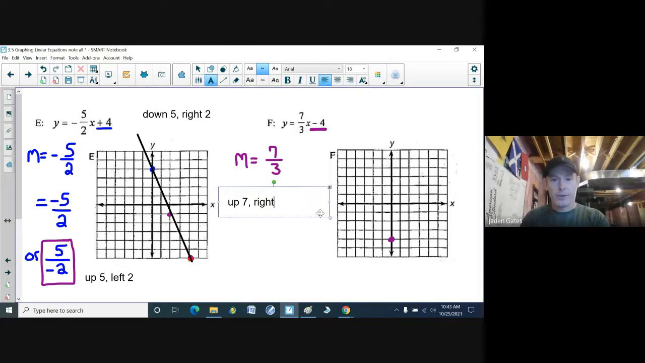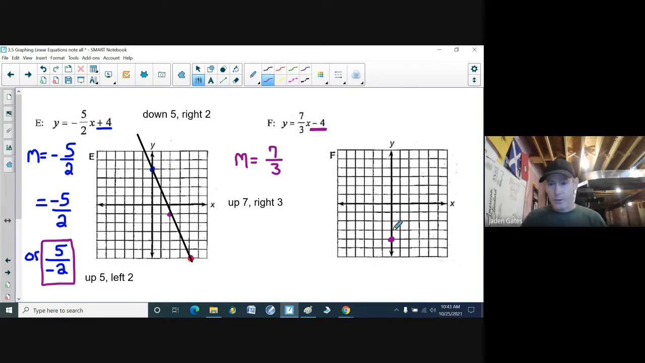So, all right. So back to my first point. And see, up 7. 1, 2, 3, 4, 5, 6, 7. And right 3. And there we go. And we plot, because I know the rest of them aren't going to fit. I could do better than that. Let's see. Let's go the opposite way here. That's better. And there we go. There is the graph of my linear equation.